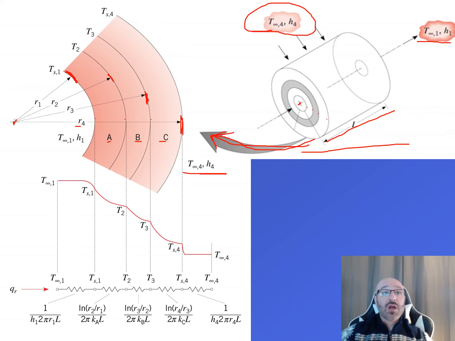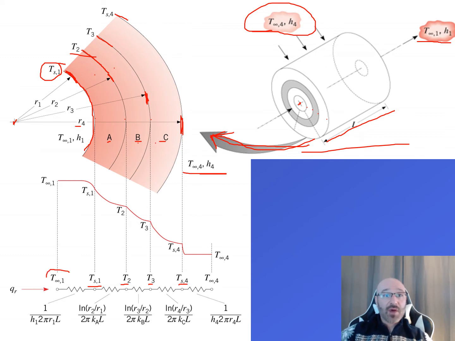Now for each of these, I'm going to draw out a line straight down. So I have my fluid temperature over here, T infinity 1, I draw that straight down. I have my TS1, which is the temperature of the surface of material A on the inside of our tube. Then we have our T2 right here, which is the temperature between the interface of A and B material. So that's my T2. And T3 is my temperature between materials B and C. That's my T3 right there. And then my TS4 is my outer surface temperature right here. So I draw all those out.